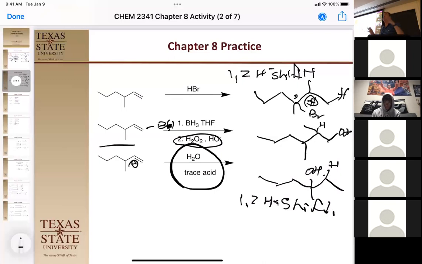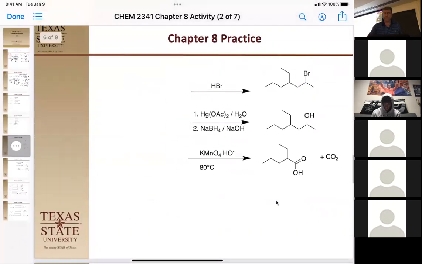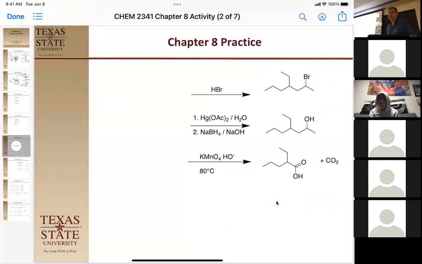Okay, this is the most common way you're going to see this, but it's not the only way you're going to see these reactions written. Another way is to see them this way. I'll go back and do those later. In here we have the product and the reaction conditions. We just need to know what our starting material was.